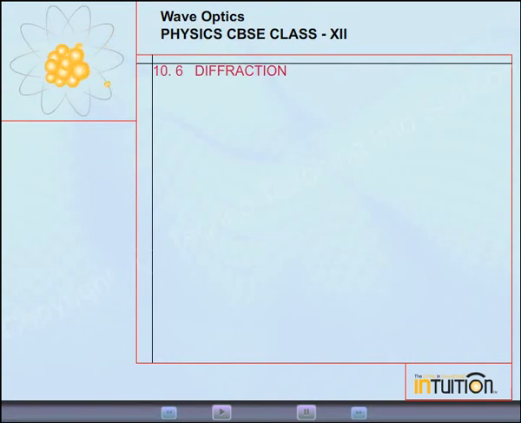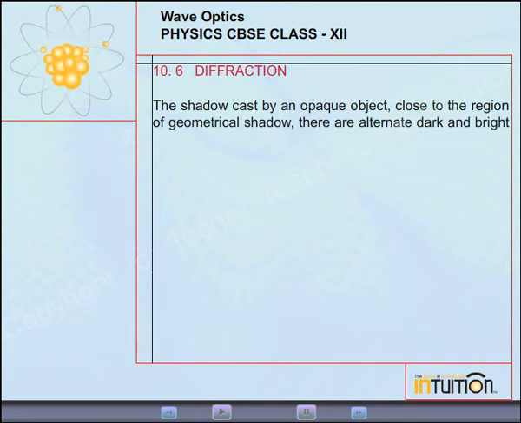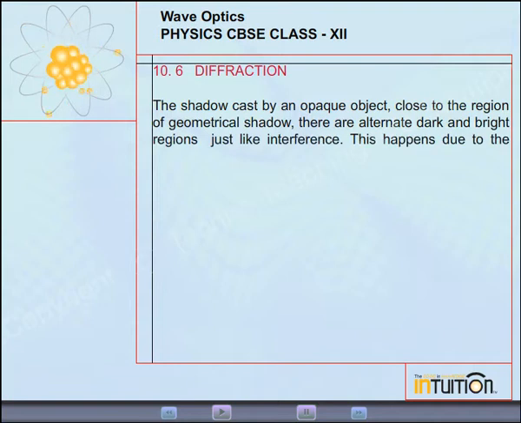10.6. Diffraction. The shadow cast by an opaque object close to the region of geometrical shadow. There are alternate dark and bright regions, just like interference. This happens due to the phenomenon of diffraction.